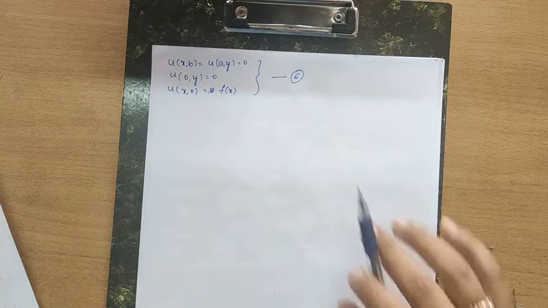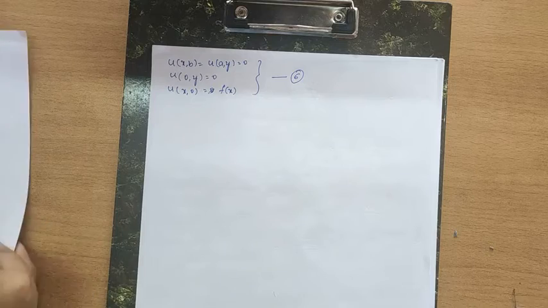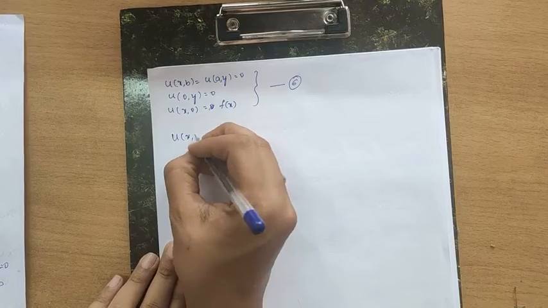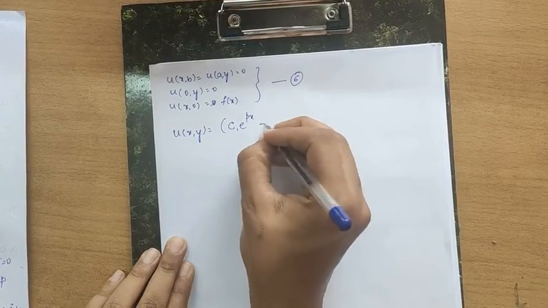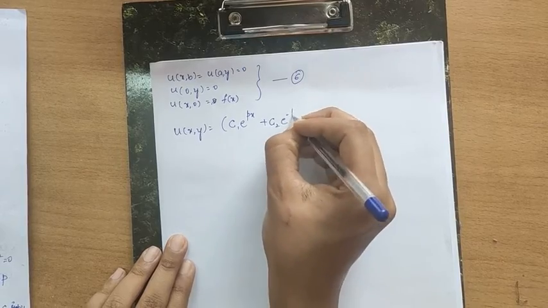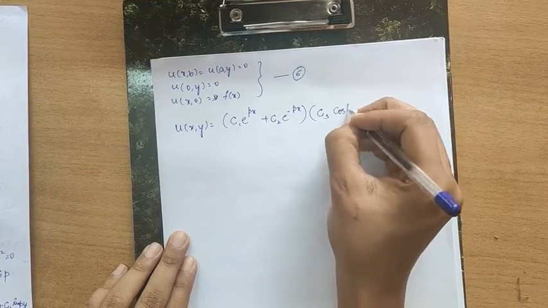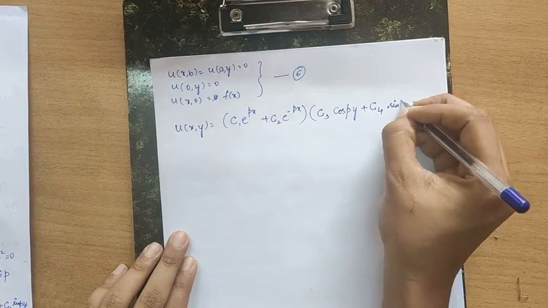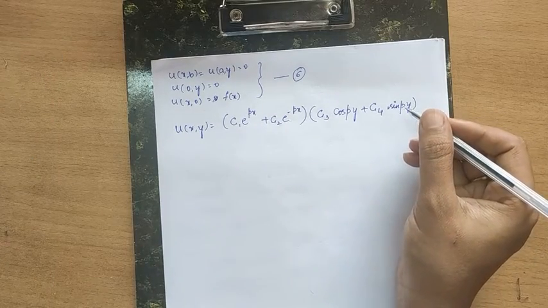Now these are our boundary conditions. We have to use them with equation 3 first. My equation 3 is u of x comma y is equal to (c1 e power px plus c2 e power minus px) into (c3 cos py plus c4 sin py). This is my equation 3.